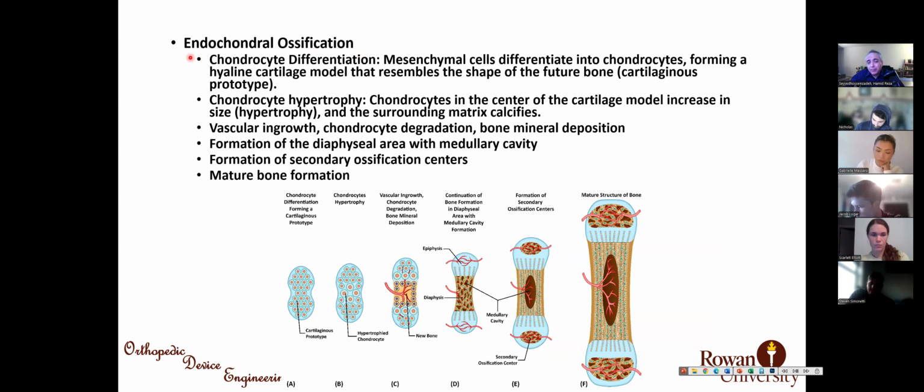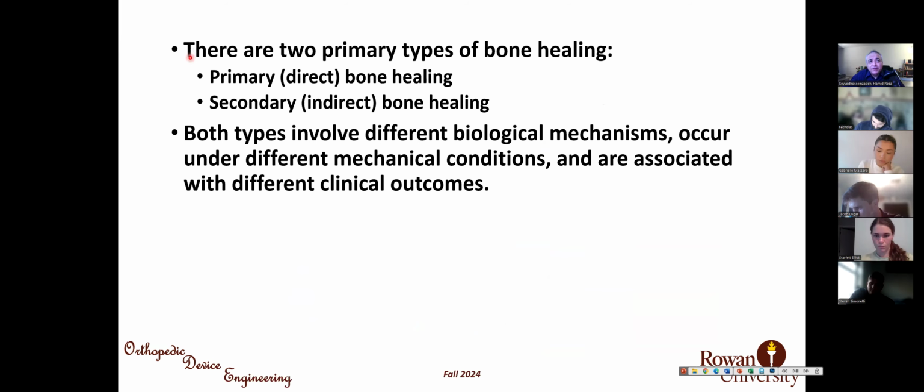Now, the bone has formed, but there is a trauma, and this trauma causes a fracture. Now we need bone healing. Bone healing happens by two mechanisms, primary or direct, and secondary or indirect. They are completely different. They happen under completely different conditions, and they pass through different mechanisms.